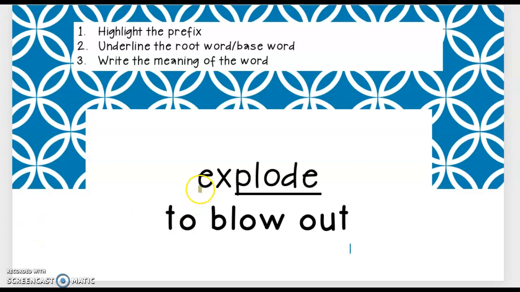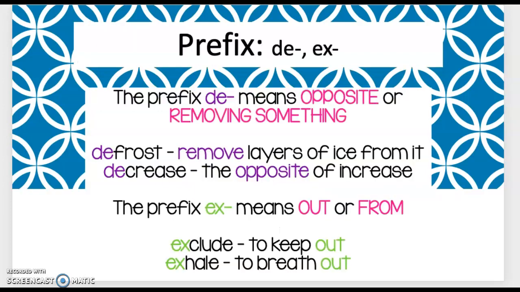The next word is explode. Explode. You're going to highlight the prefix X and underline the root word plode. The root word is plode. Explode. That's to blow out. Another word is implode, and that means kind of like to blow inside or collapse inside. Explode is to blow out because X, if you remember, X means out or from.